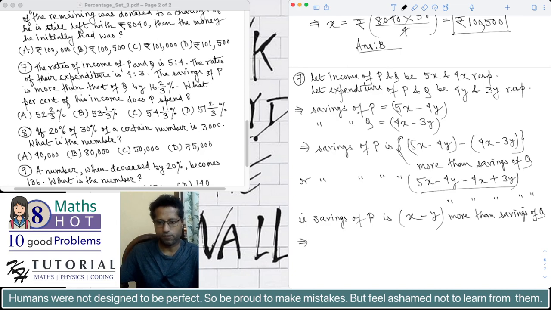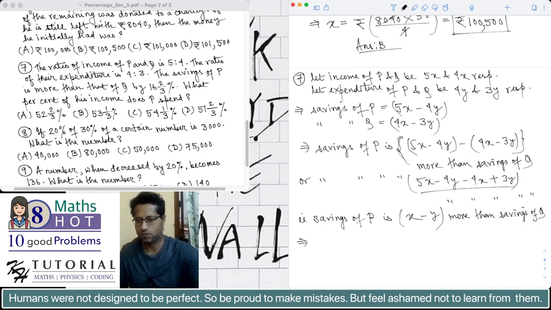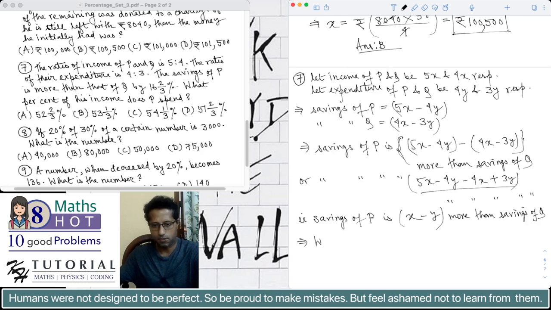This implies now we would like to see what percentage x minus y is of the savings of Q. We know that the savings of P is x minus y more than the savings of Q. So what we now want to find is what percentage x minus y is of the savings of Q, that is 4x minus 3y, and this percentage is given to be 16 and 2 by 3.